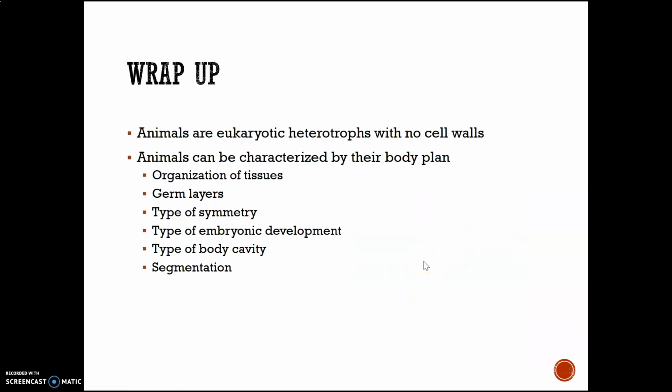So to wrap up, animals are eukaryotic heterotrophs with no cell walls. Animals can be characterized by their body plan, their organization of tissues, germ layers, their symmetry, the type of embryonic development that they undergo, the type of body cavity, and their segmentation. So in the next tutorial, we're going to talk about the actual individual phyla of invertebrates, and we'll talk more about how each of these characteristics divide them up and show us how they're related.